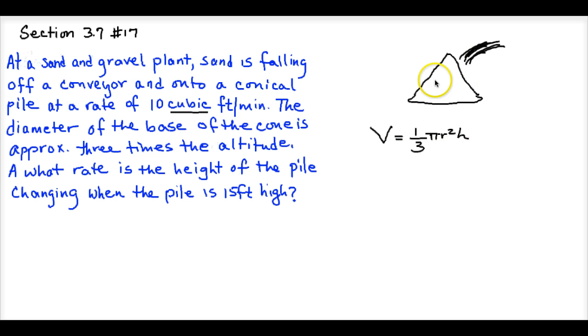So here, like they say, we have some sand that's falling off of a conveyor and it is forming a pile that's in the shape of a cone. And the formula that we'll be using here is the volume of a cone. Volume is equal to 1/3 pi r squared times the height. So let's write out what's given, what they gave us.